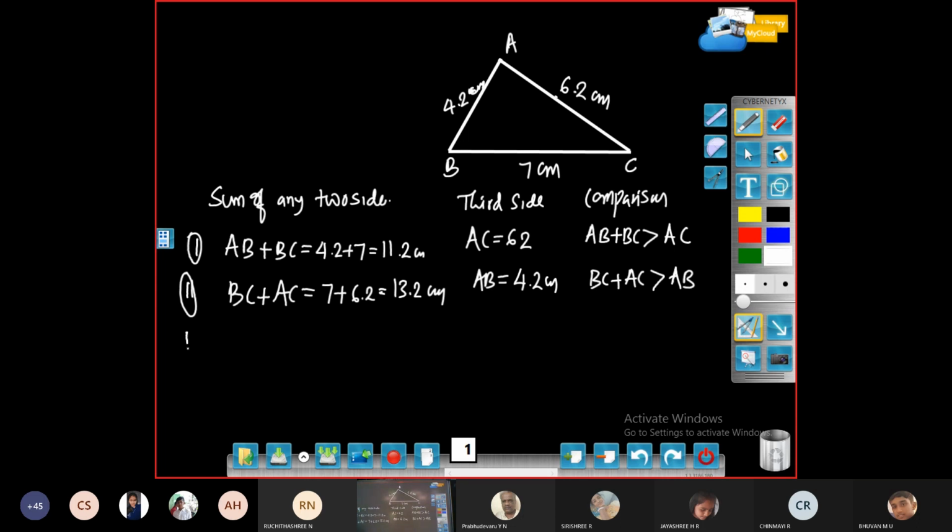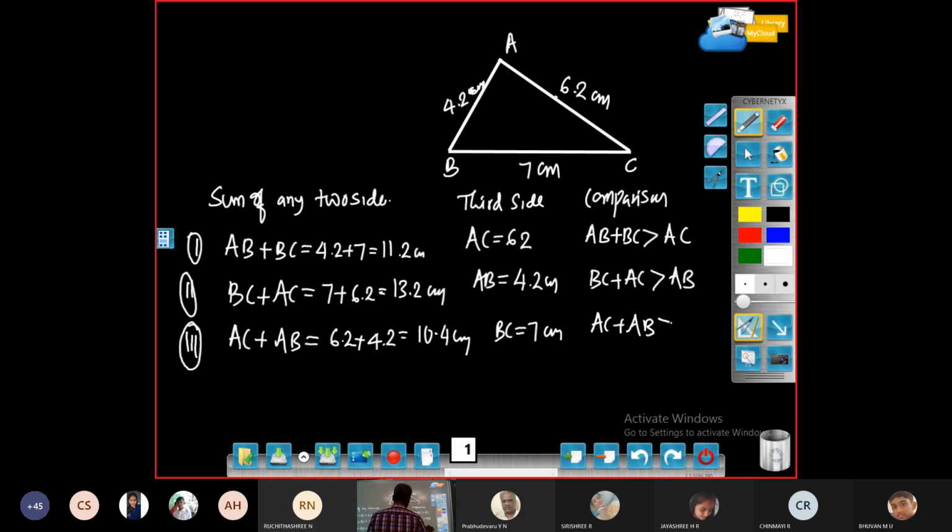So one more possibility is there. So let us measure the third also. Instead of taking BC plus AC, we are going to take AC plus AB. AC plus AB, that is 6.2 plus 4.2. If you add this, 10.4 centimeter. So what is the third side? Third side is BC. So BC length is 7 centimeter. Now you compare, 10.4 is greater or 7 is greater? 10.4 is greater. So therefore, AC plus AB is greater than BC. So these are the only three possible ways in this triangle.